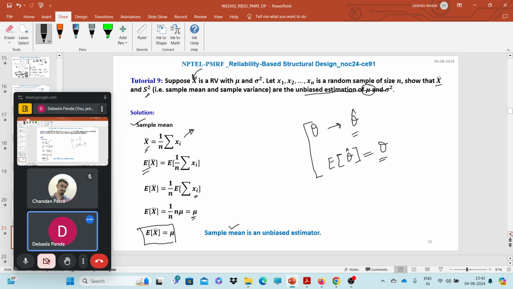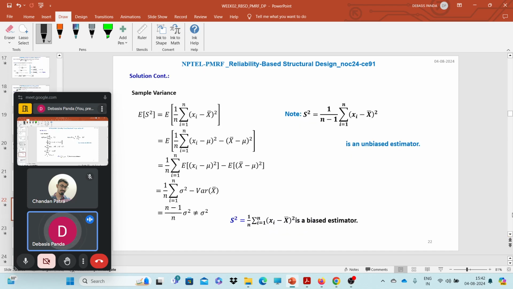Okay. Now what about the sample variance? Here, to check, we have seen that the sample variance S square is often written as 1 by n minus 1 summation of i equals 1 to n of (xi minus the mean) square. Now there is a question: why do we put n minus 1, why not n?